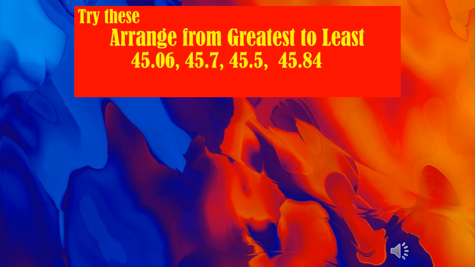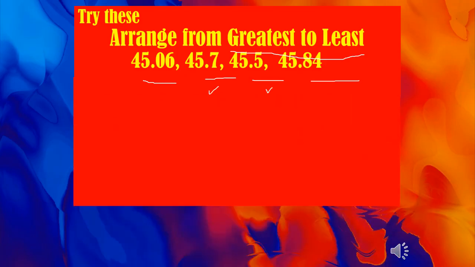Next, I want you to try this. Arrange from greatest to least. Previous numbers that we did, we arranged from least to greatest. Now we're going to arrange this one from greatest to least. So we have 45.06, 45.7, 45.5 and 45.84. So what are we going to do with 45.7? We're going to add 0, and also here 45.5 we need to add 0. So align the decimal first.